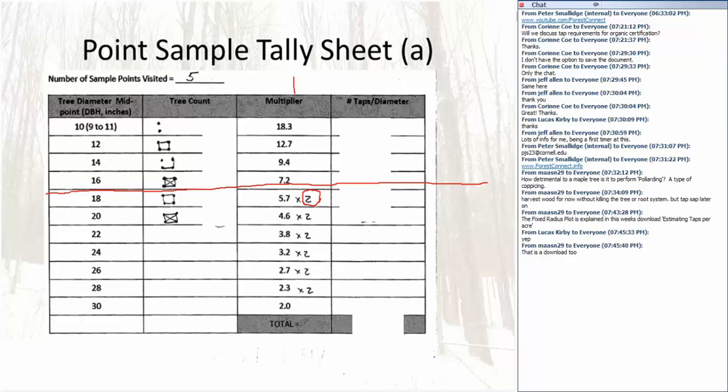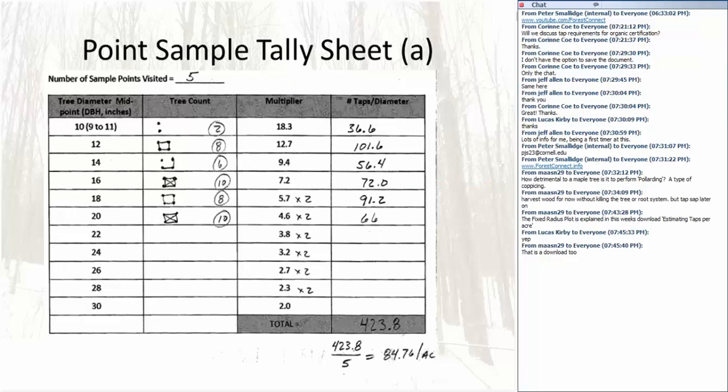So it could either be 2 times 8 for the 18, or it could be 2 times 5.7. It doesn't matter because of algebraic order of operations. So then the right-hand column, in this case, gives you the number of taps per diameter for all 5 points. You add that up, divide by 5, and it gives you an estimate of the number of taps per acre. Okay, your head is swimming because you're thinking that's more math than I've thought about in a very long time. But it's just simple multiplication.